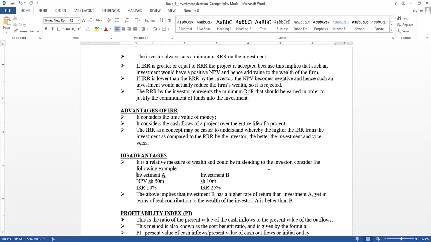increase the wealth of the shareholders, but of course not at the level of investment A. So meaning that IRR could be misleading, could be misleading. So that is internal rate of return, IRR.